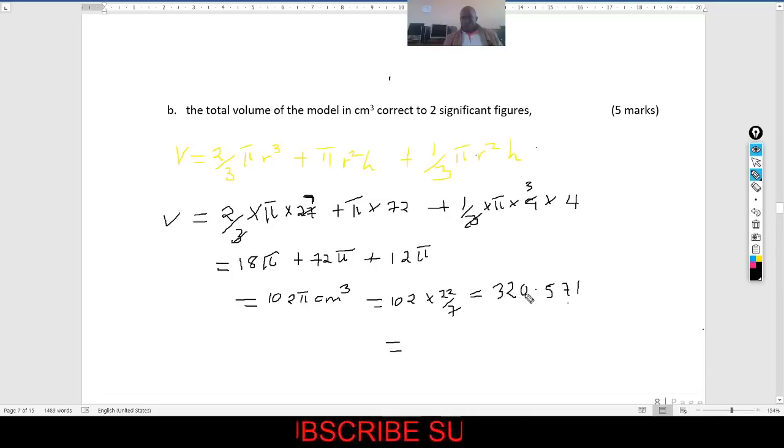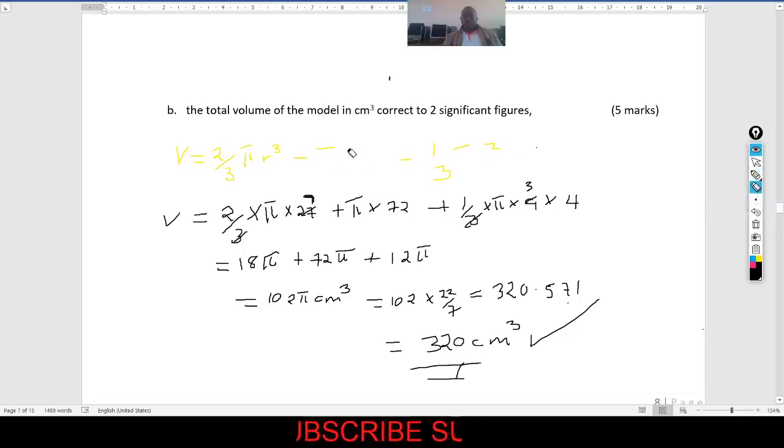1, 2. So the rest is 0, 0. So it's like 320 centimeters cubed. 320 centimeters cubed. So that is what you are supposed to do for you to score the next 5 marks. That is very simple on the measurements.